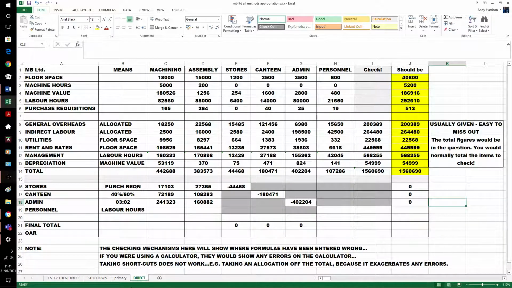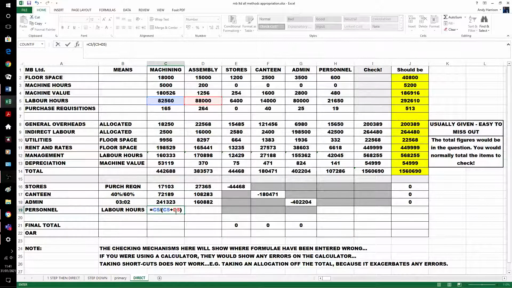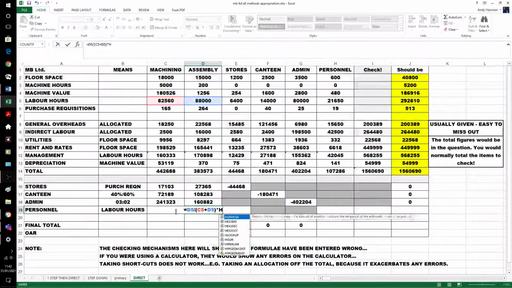And then last of all, personnel. So back to a means on the base of labour hours. Labour hours was C5 for machining divided by only the 2 departments times by the bill for personnel, and then again D5 assembly divided by just the 2 departments again times the bill.